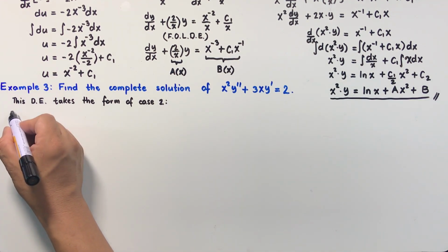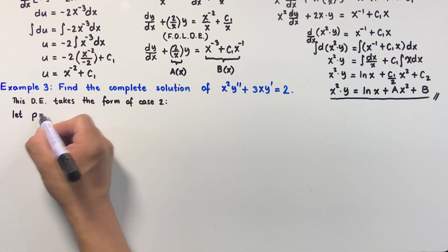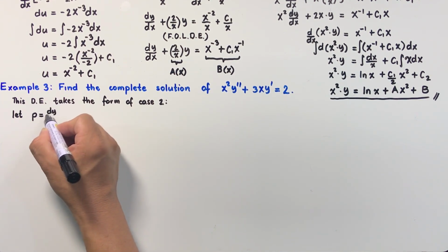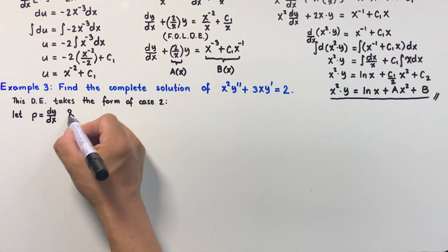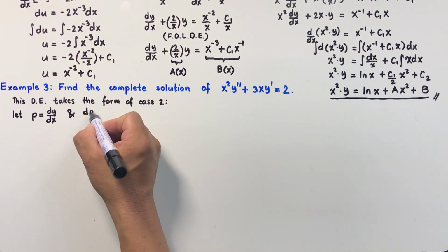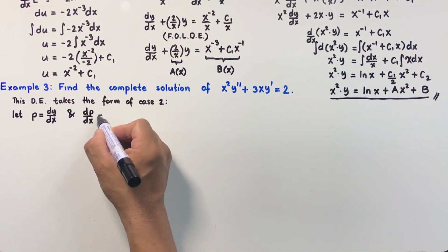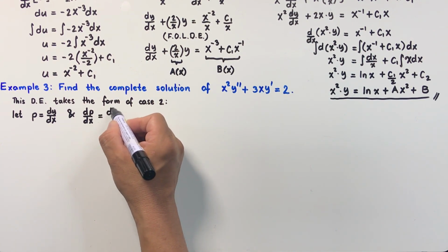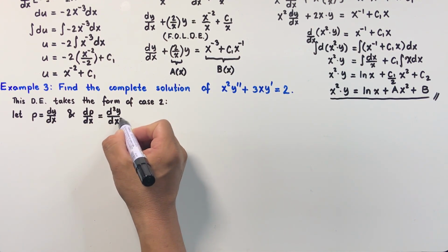So we use the representation of p for our first derivative of y with respect to x. And if you take the derivative of your p, which is the first derivative of y with respect to x, then this is already the second derivative of y with respect to x.